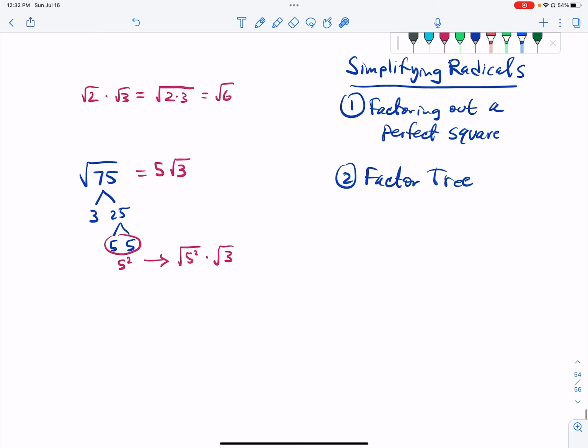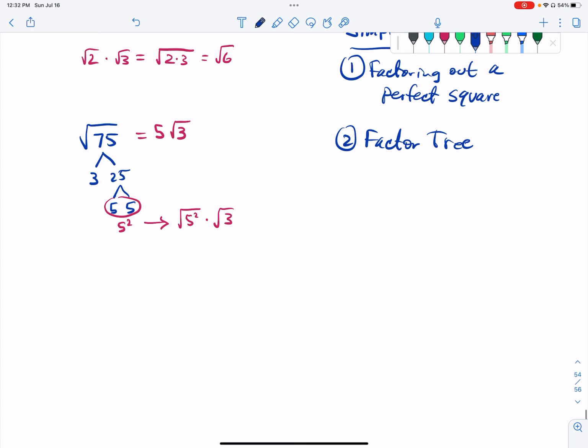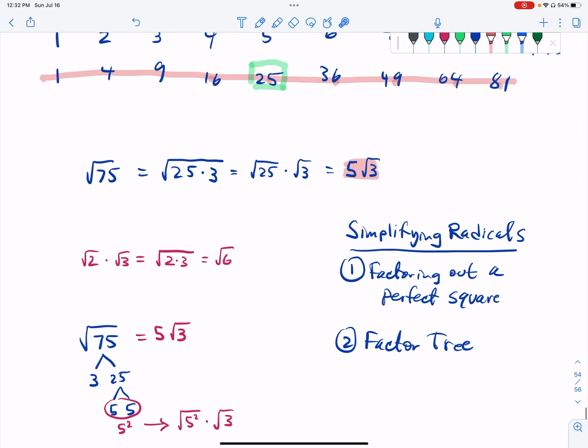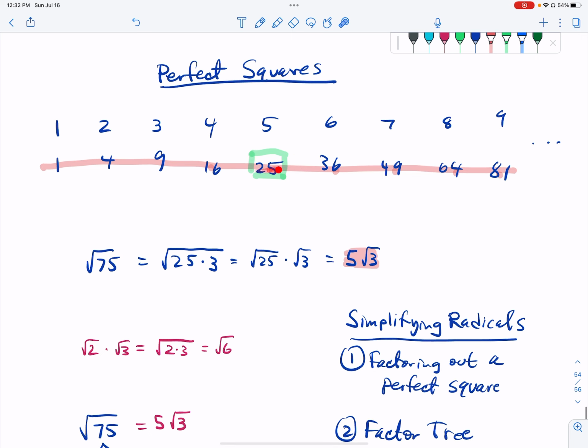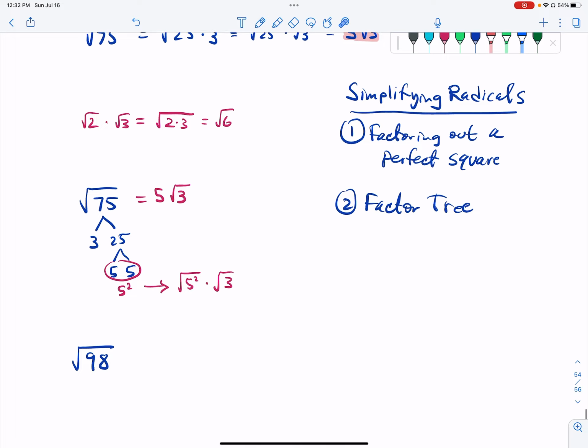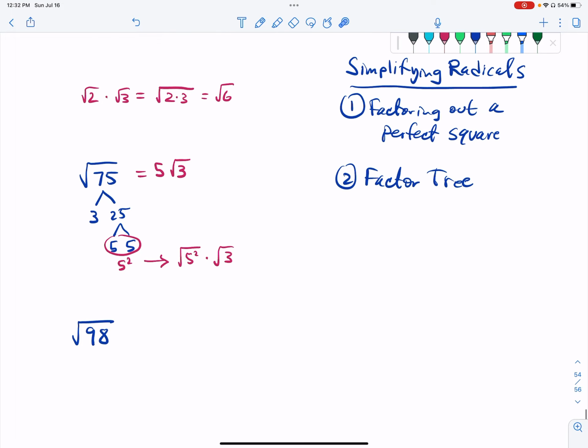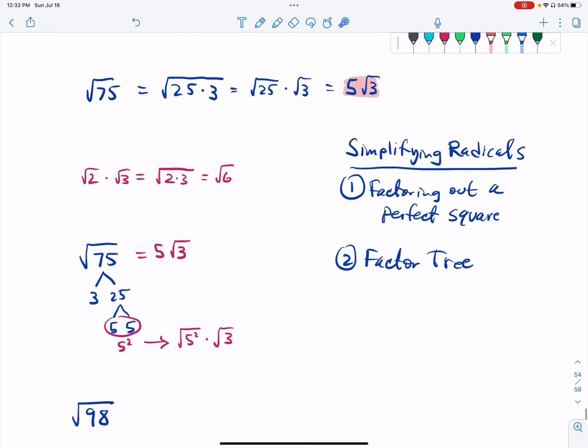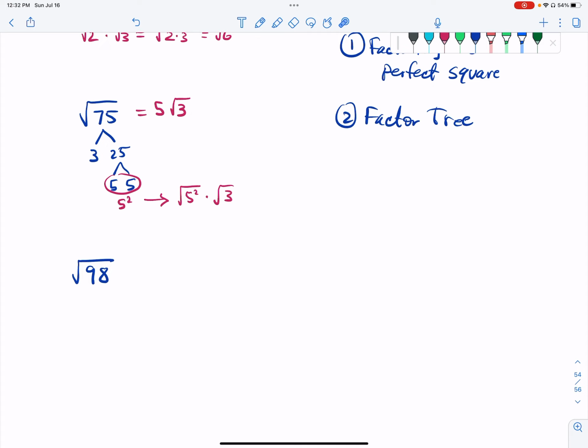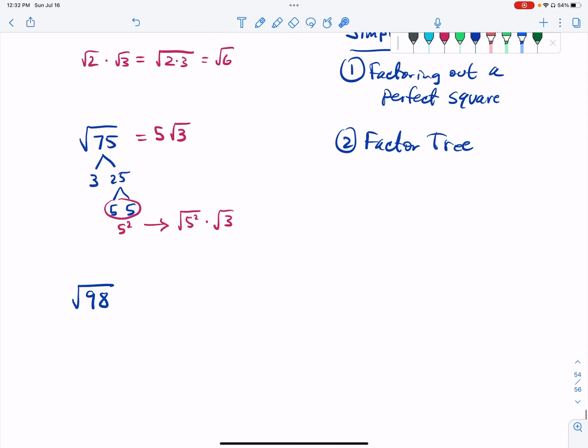Let's try one more, a little bit more complicated. Let's try the square root of 98. Square root of 98, this is a better candidate for doing it by the factor tree. The number is larger than this. It's not necessarily obvious which one of these factors goes into it evenly. As a matter of fact, you might look at this and go, oh, I think 4 might go into it, something along those lines, or maybe 16 goes into it.